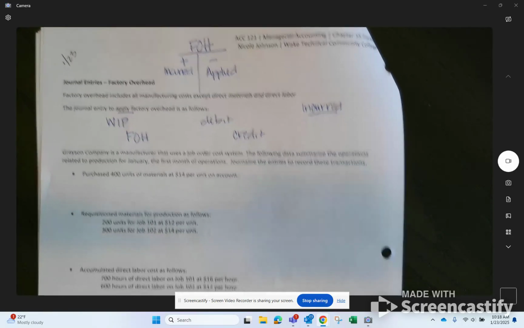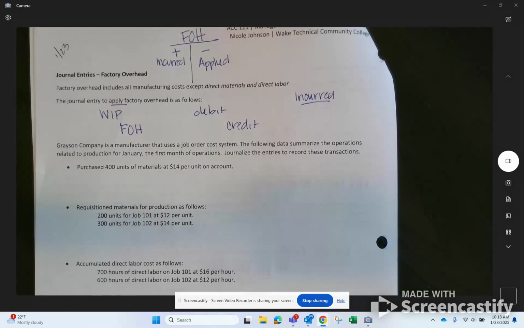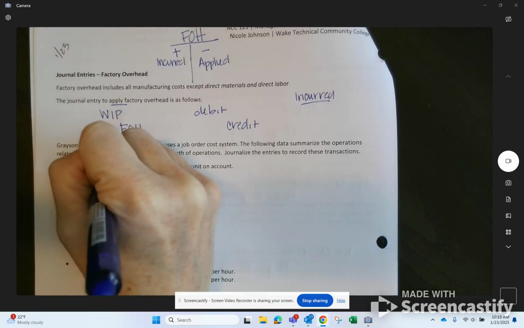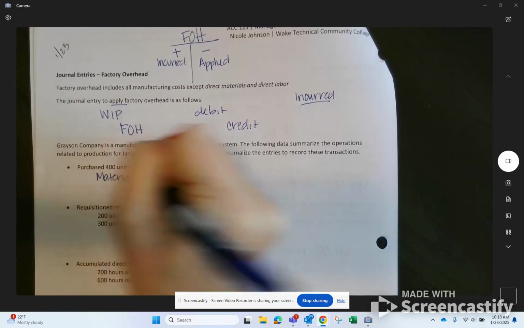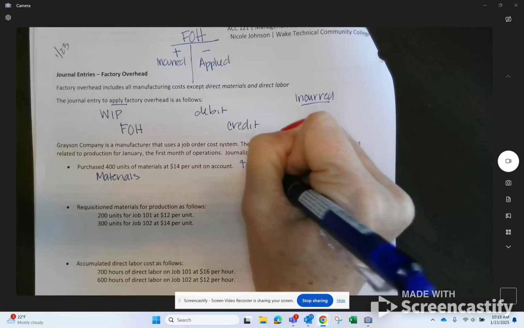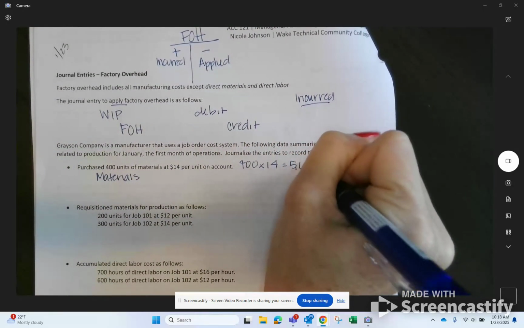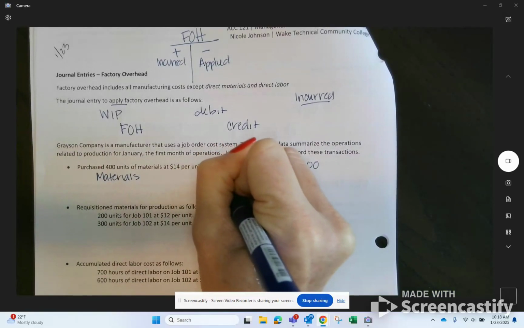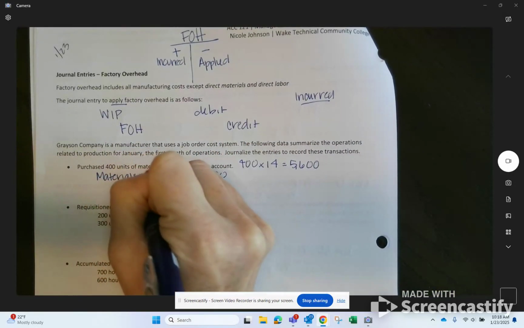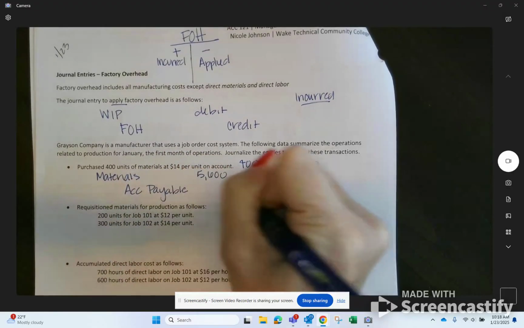Okay? So, overall, Grayson Company is a manufacturer that uses a job order costing system. The following data summarize the operations related to production in January, which is the first month of operations. Again, most of these transactions are just going to be a review of the ones we just did. First up, we're purchasing 400 units of materials at $14 per unit on account. Well, we've already done this part. We're going to debit materials. And this is going to come out to 400 times 14, which is $5,600. And we'll credit accounts payable, $5,600.